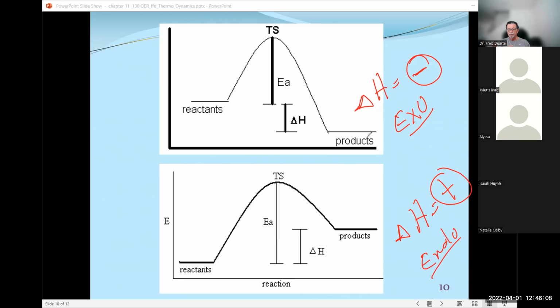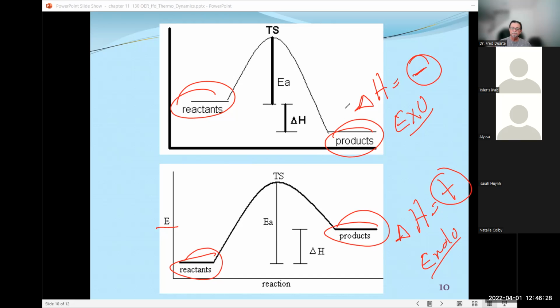And again, for the exothermic, the product's energy level is at a lower energy state than the reactants were when they started off. And the reverse for an endothermic, where the product's final energy level is at a higher energy level than the reactants were for that reaction, okay?